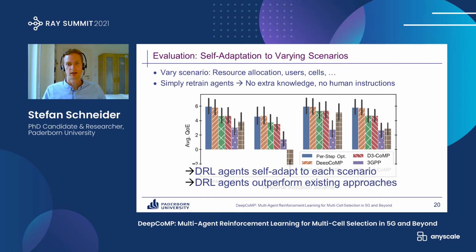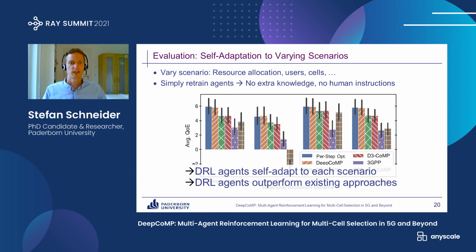And the two multi-agent approaches are quite similar in terms of performance, but the centralized DeepCoMP approach is quite a bit better than the two distributed approaches, simply because it does have this global view and control of all users, and it's very close to optimal here. And so overall, the DRL agents learn to self-adapt to each given scenario, and they outperform existing approaches.